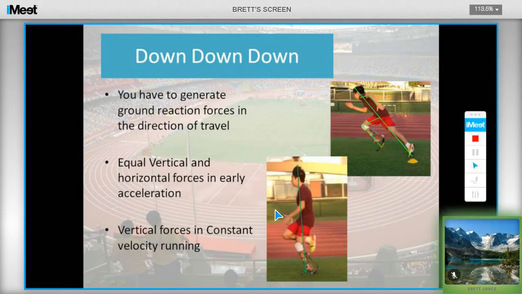So for me, one of the great cues that I use is just down, down, down, and try and encourage athletes to get a sense of what it feels like to apply forces to the ground and generate ground reaction forces in the direction of travel.